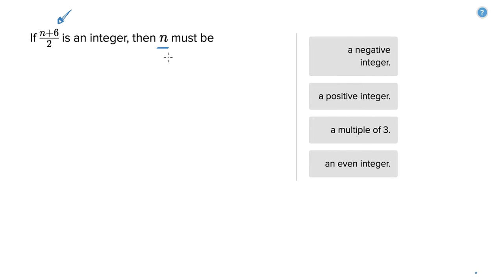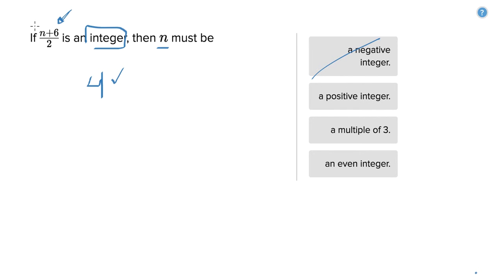If we plugged in a positive integer, can this turn out to be a real integer as a response? So I'm going to go ahead and plug in 2. If I plug in 2, I get 8, because 2 plus 6 is 8, over 2, which equals 4. And 4 is an integer, so this checks out. And what I plugged in was not a negative integer, it was a positive integer, so we can cross out A.